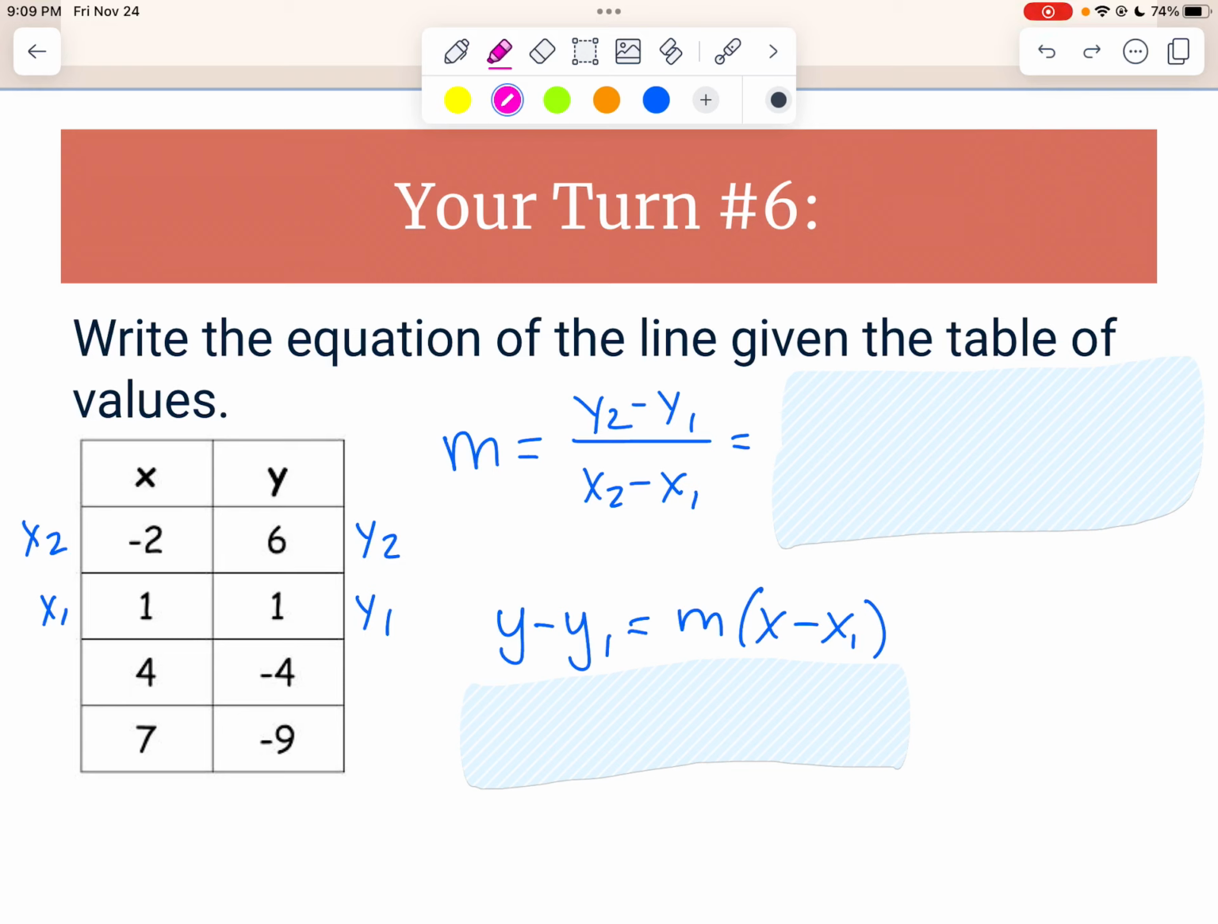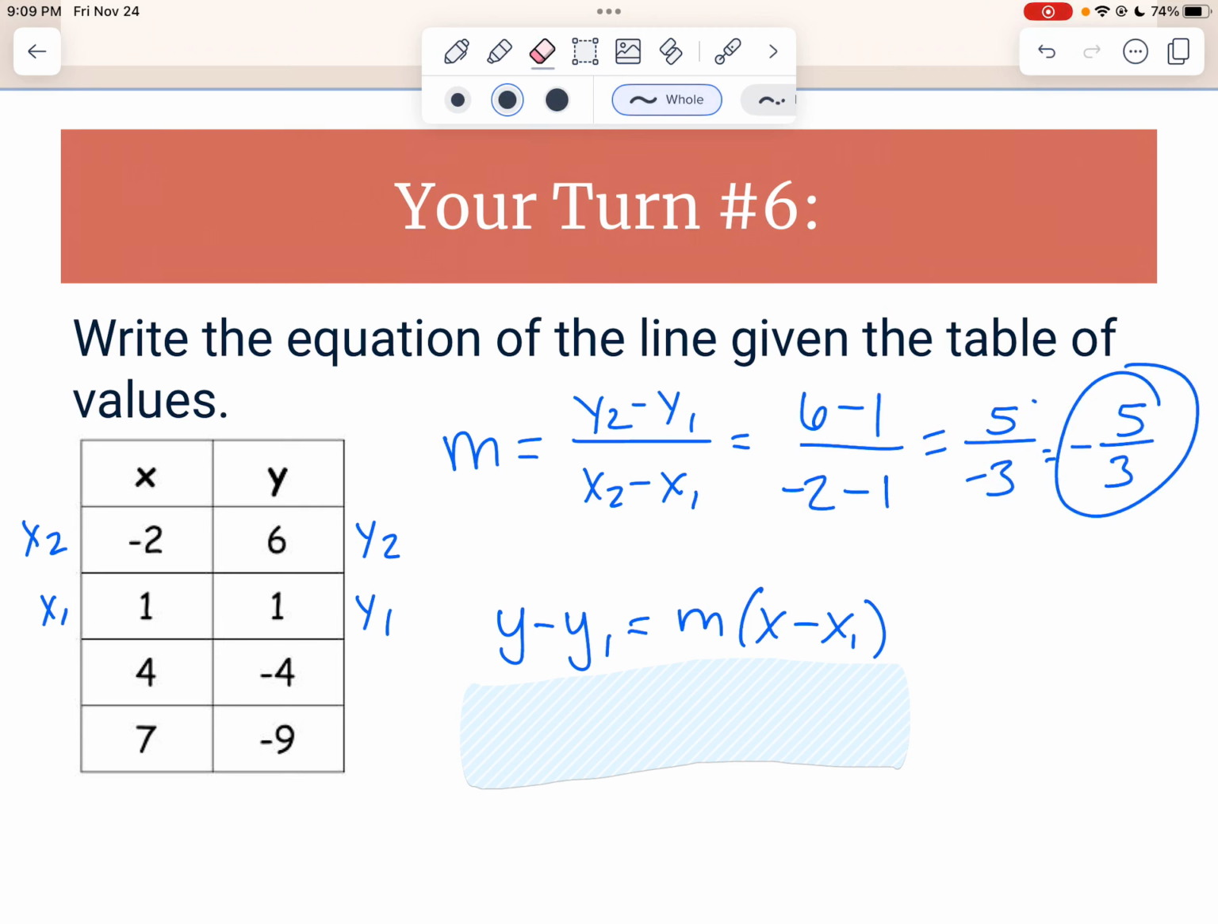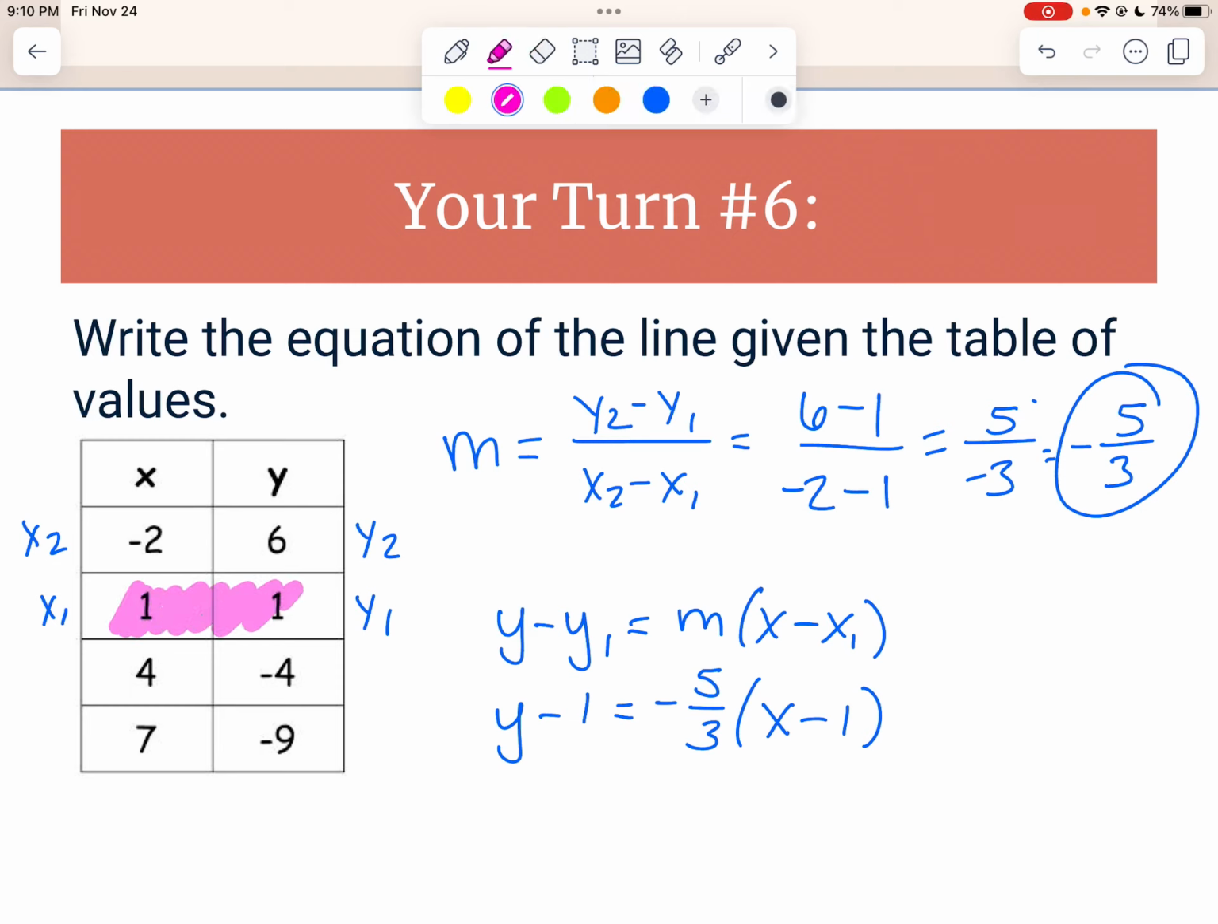All right, you should be done with your turn, number 6. Let's go over it. So y2 minus y1, that's 6 minus 1. And then x2 minus x1, that should be -2 minus 1. So that's 5 over -3, which is -5/3 for the slope. Now for the equation, y minus y1, I chose (1, 1). So y minus y1 equals our slope times x minus x1.